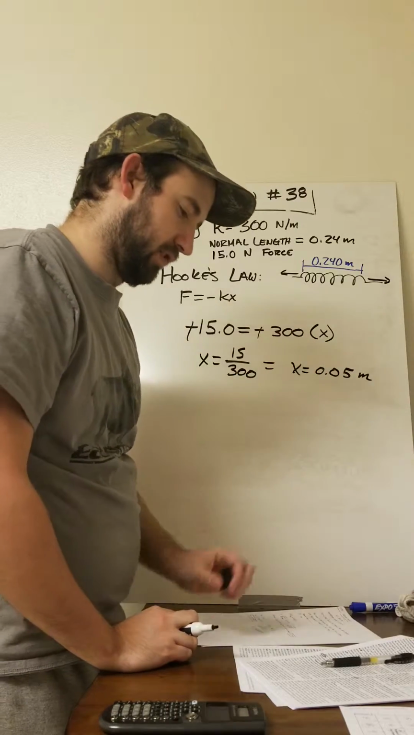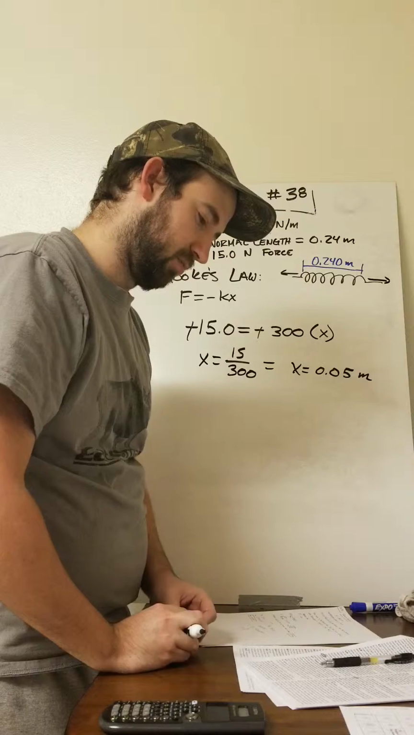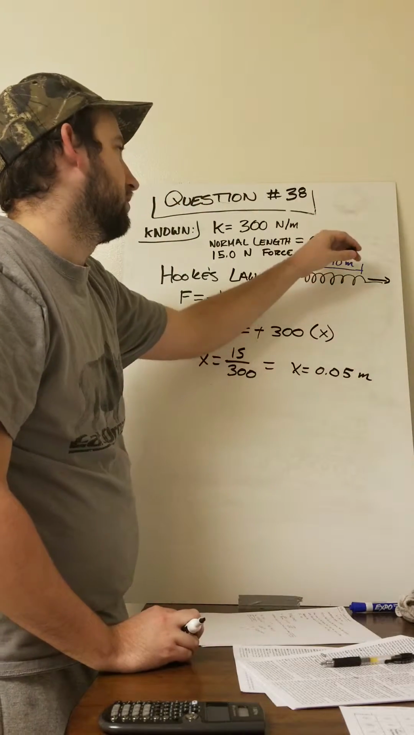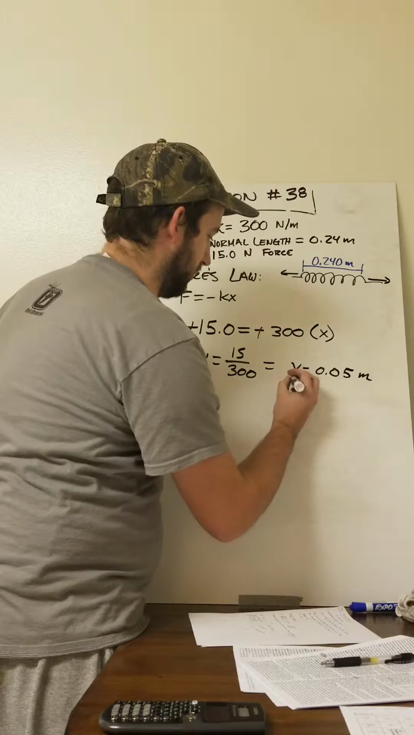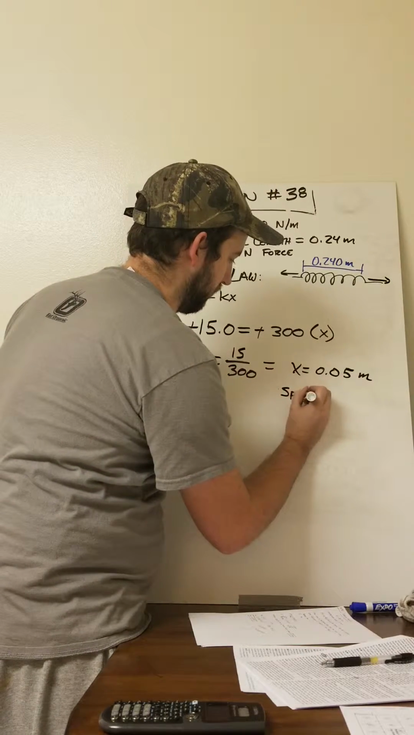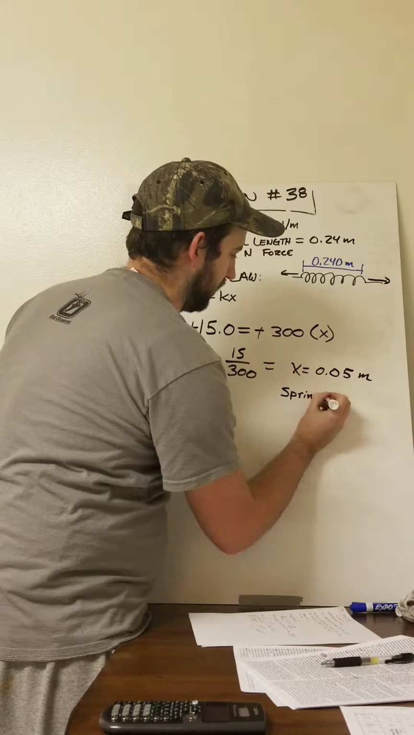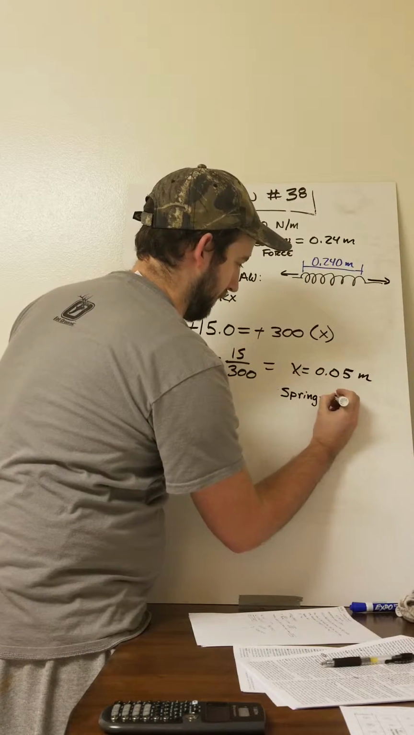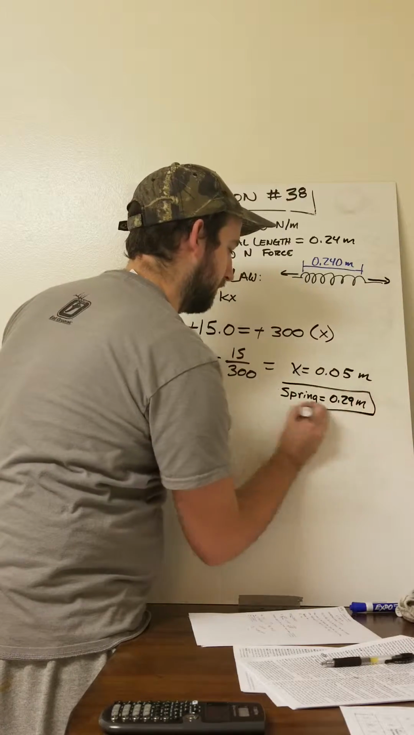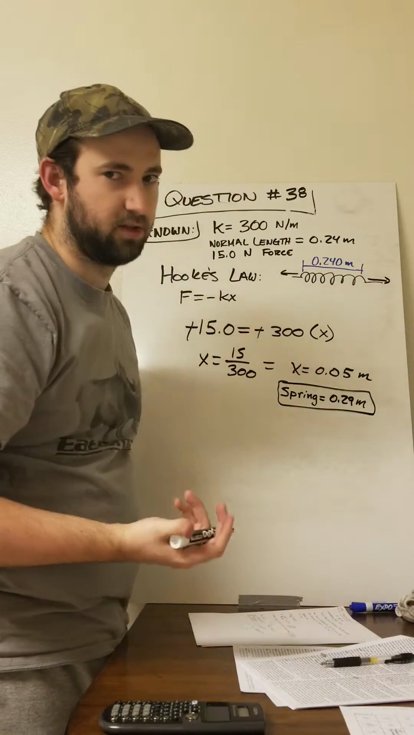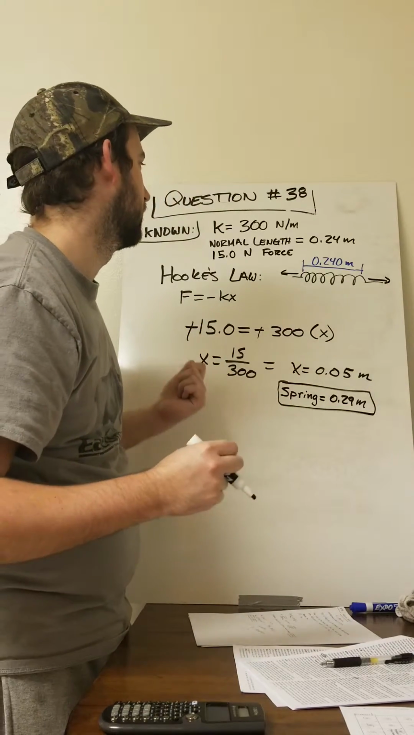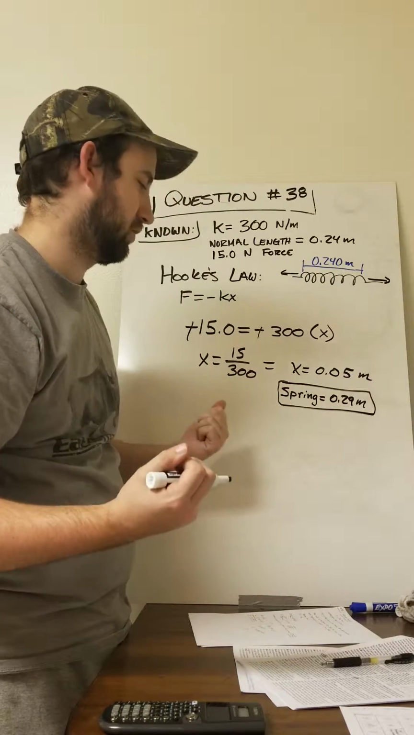So the first part of this question wanted to know how long the spring is now. So we just add that to the original length, and we end up with the spring length equals 0.29 meters now. So now we know how long it is while it's being stretched.